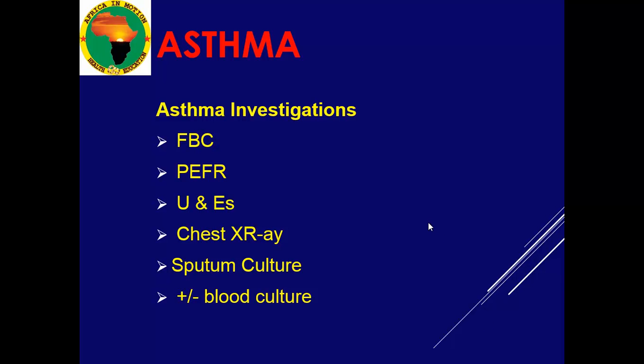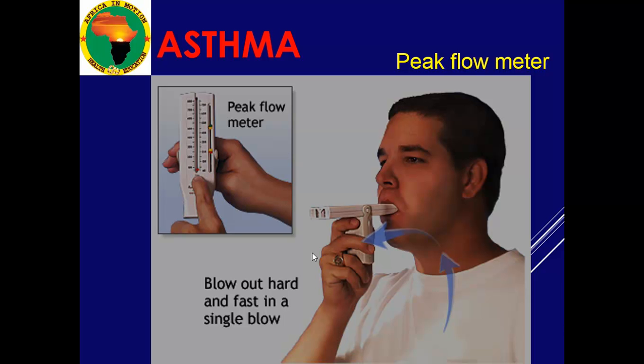Then when you take blood, you might find abnormalities in the blood, maybe anemia. You can also find eosinophilia in the blood cells, and you can check with a peak flow meter as we saw. Then you take UNEs to check if the kidneys are functioning well. Then you do an X-ray and check how the lungs are, whether there are other abnormalities in the chest. You can do a sputum culture to rule out TB. You can also do a blood culture to rule out other systemic infections. You see, this is a very important tool to use when you're assessing asthma.